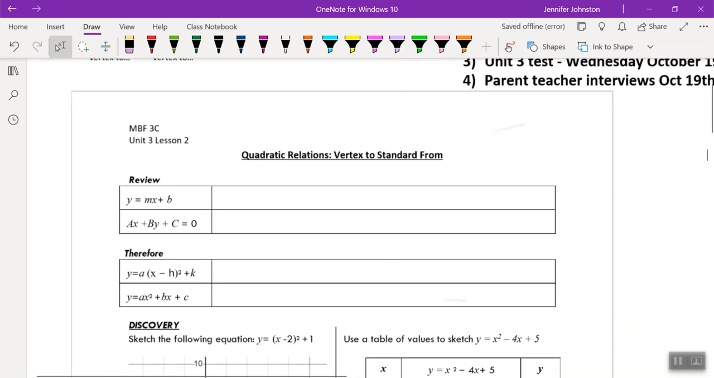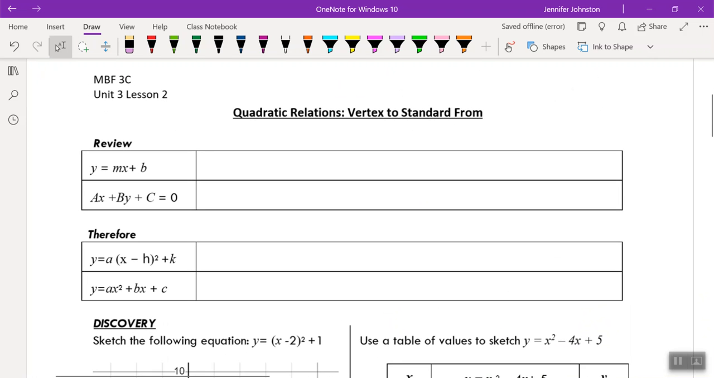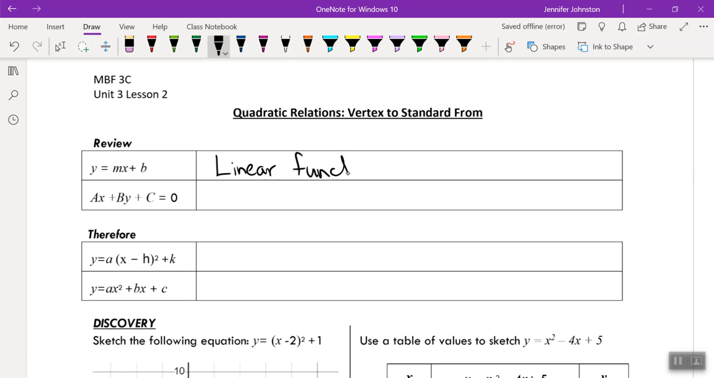Okay, so go ahead, have lesson 2 in front of you, and let's try some of these things out. So to review, what is this? What equation is this? If you guessed a line, you're right. This is a linear function or a line. Most important function in grade 9 math. What about this one? Yeah, that's also a line, but this is what we call standard form of a line.